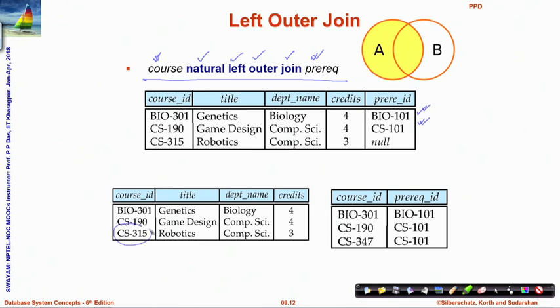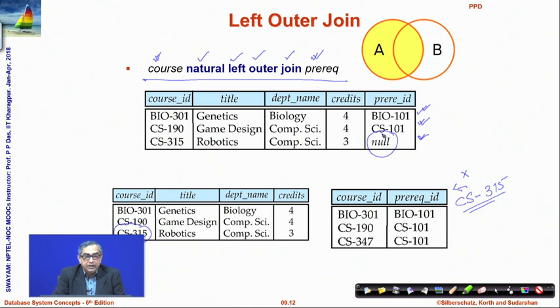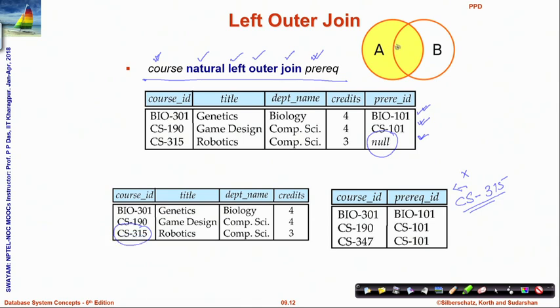In terms of course 315, the CS 315, the third course, there is no instance in the prereq. We will still have that in the output, but since the prerequisite value for that is not known, the prerequisite ID will be set to null here. So, left outer join ensures that all tuples of the left relation will necessarily feature in the output, and that is the reason, if you see in the Venn diagram, the whole of this set A is shown, whereas this part certainly will not feature.